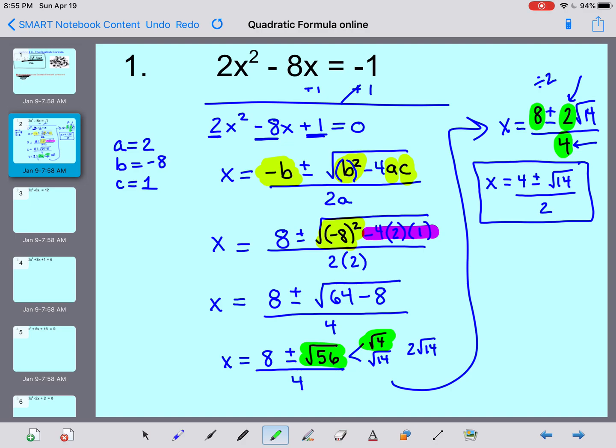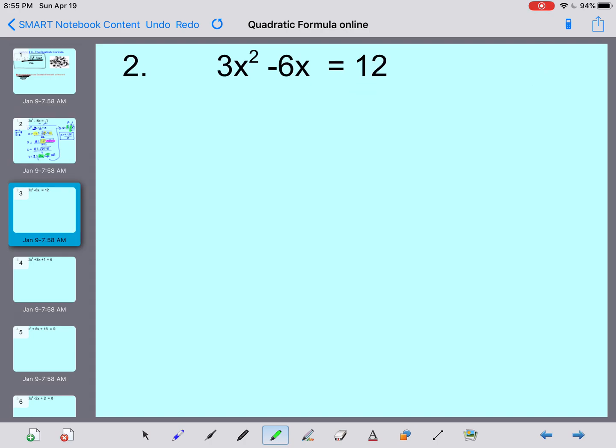All right, let's try another one. All right, so if you want to pause and just get the formula set up, go ahead and do that. I'm going to move that 12 over to the other side.